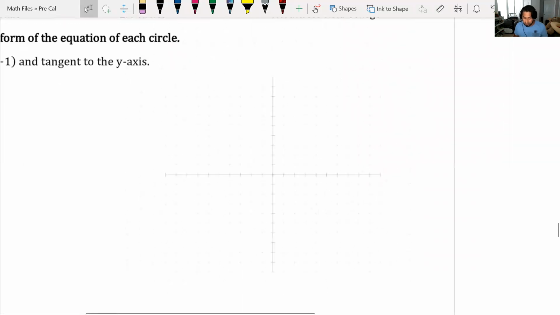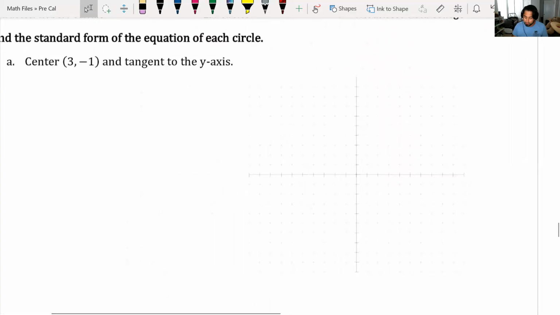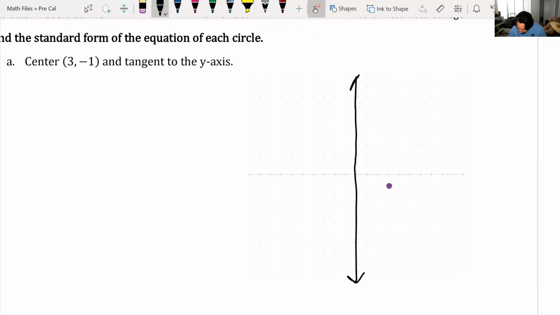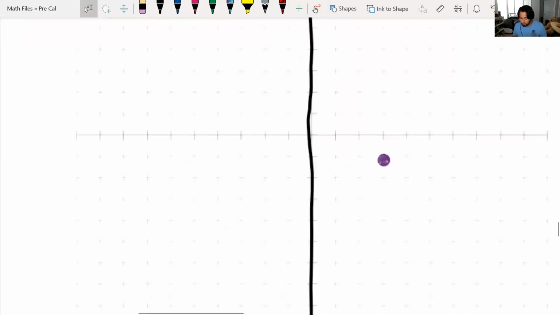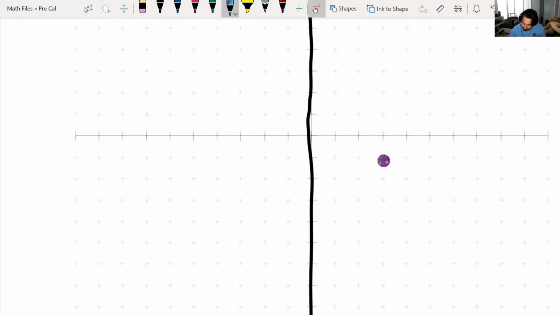One of the easiest ways to do this is actually by graphing it. So we'll put our center down at 3, -1, which is right there. And then for the y-axis, here's our y-axis. If we are tangent to the y-axis, this means my circle and the y-axis must share exactly one point, which means that one point has to be exactly right there at 0, -1.